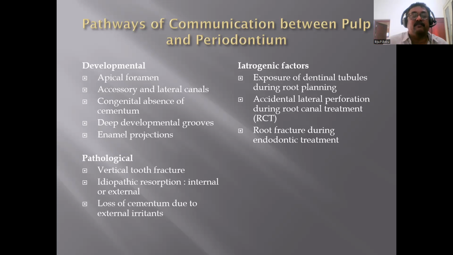Now, apart from the developmental communications, you have the pathological communications. In pathological communications, you have the vertical tooth fracture. When you have a traumatized tooth, or an endodontically treated tooth which causes fracture of the tooth, this fracture can communicate from the pulp space to the external tooth surface. In the same way, when there is a traumatic injury to the tooth, or when there is idiopathic resorption on the root surface, it can be internal resorption as well as external resorption.